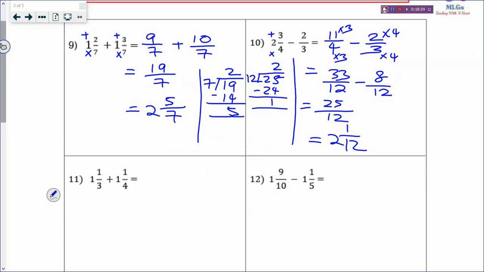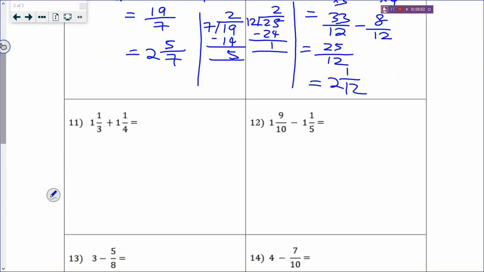Every time you add fractions, if you see a mixed number, just change it into an improper fraction. And then make sure the denominators are the same. Alright, question 11. Now, you times 3, right, and then plus 1. So 1 times 3 is 3, 3 plus 1 is 4. What do you call this fraction? 4/3. And then the mixed number, change it into improper.